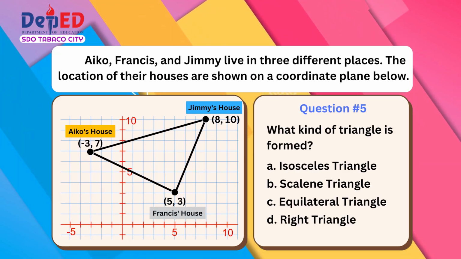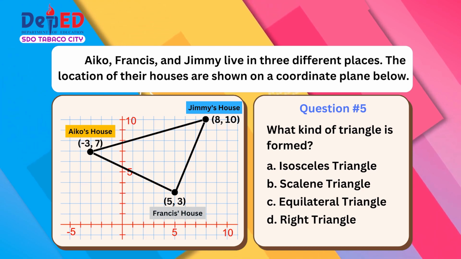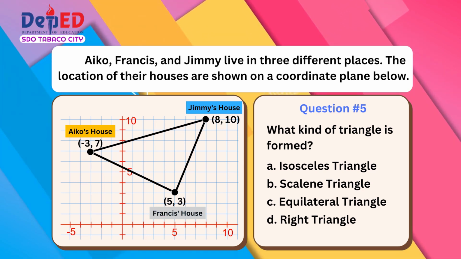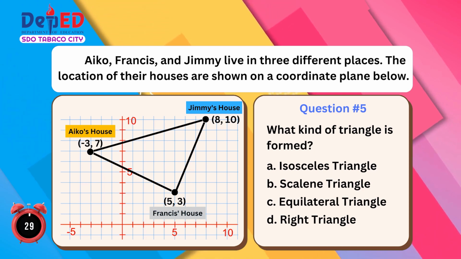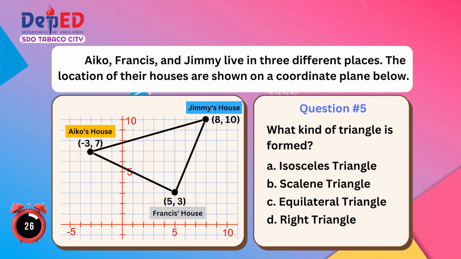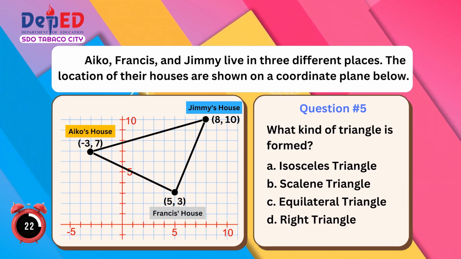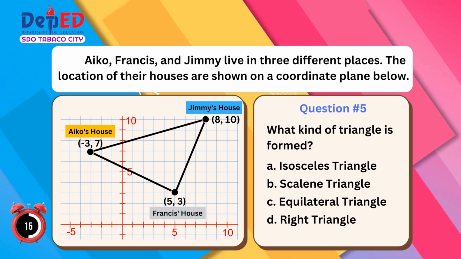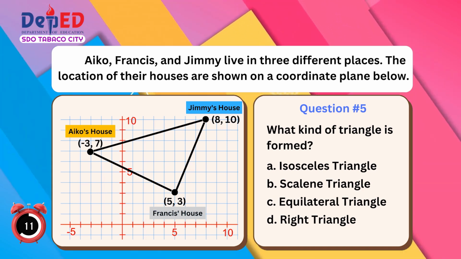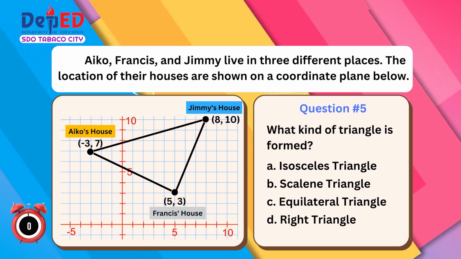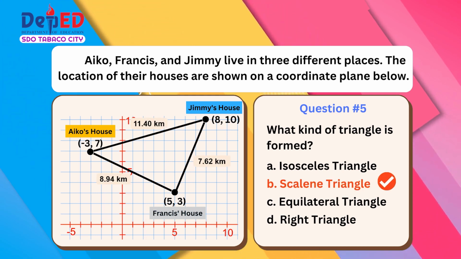Number 5. What kind of triangle is formed? A. Isosceles triangle. B. Scalene triangle. C. Equilateral triangle. And D. Right triangle. Excellent! The answer is B.